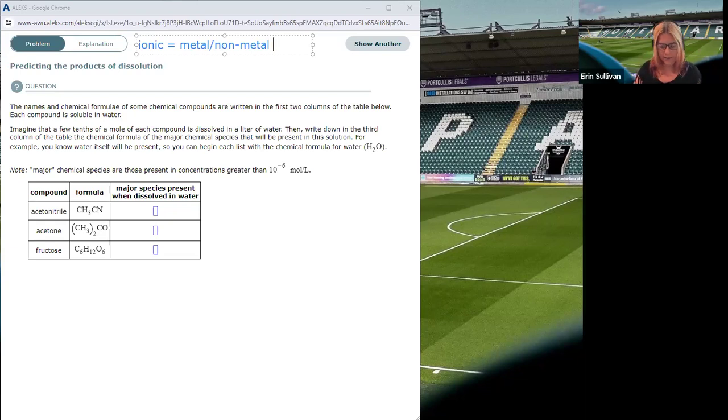Ionic completely dissolves, breaks apart completely into ions if soluble. But I'm not going to expect you to differentiate that yet. In aqueous solution, aka water.